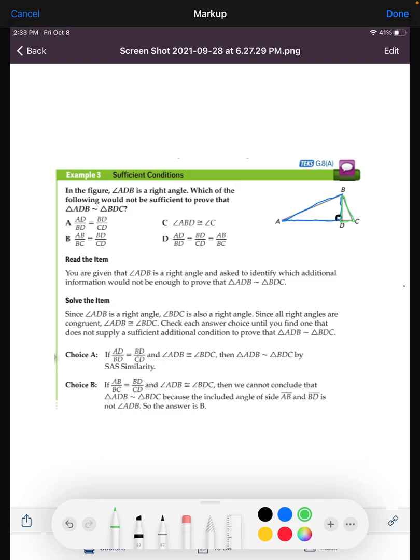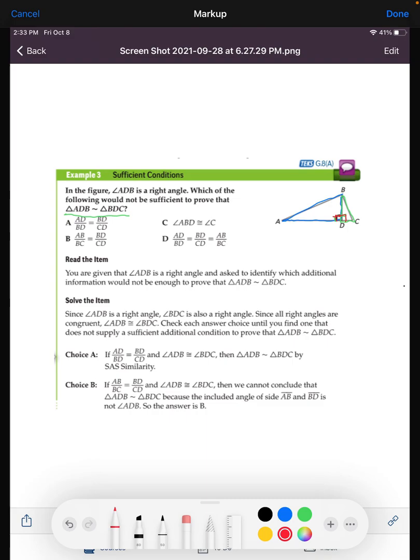So let's see, we're given that ADB is a right angle, and we need to figure out how to prove ADB and BDC are similar. Since ADB, this angle here, is a right angle, we also know that BDC is going to be a right angle. And since all right angles are congruent, they're all equal to 90 degrees, we can say that angle ADB, this angle, is equal to BDC. So we have two angles that are equal to each other.